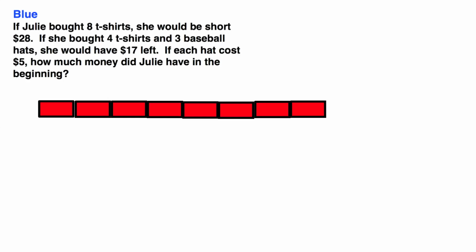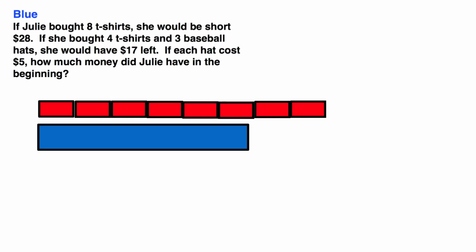So Julie buying 8 t-shirts is represented here with 8 rectangular boxes. Next, I'm going to draw a box that represents the amount of money that Julie has. Now we know that Julie is short $28 if she was to buy these 8 t-shirts.